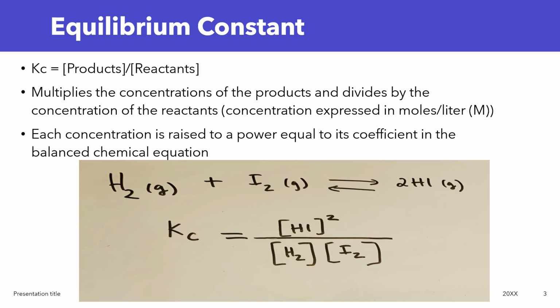So what is HI's coefficient in the chemical equation? 2. So you have to raise the concentration of HI to a power of 2. And then on the bottom, you have to multiply the concentration of all the reactants. In this case, you have two reactants, H2 and I2. And since their coefficient is 1, you don't see anything raised to a power. So technically, it's raised to the power of 1.